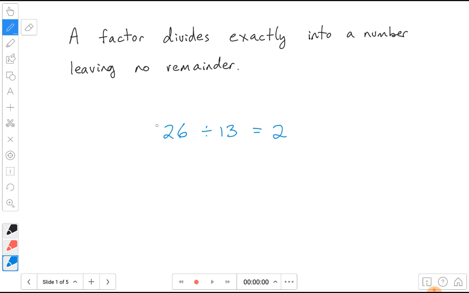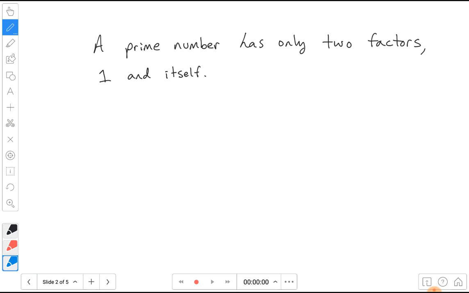So if we look at the number 26, 13 divides into 26 evenly because we get a whole number, an integer, there's no remainder. So 13 therefore is a factor of 26. We can divide 26 by 13, get an integer, a whole number, there's no remainder. A prime number has only two factors, 1 and itself.